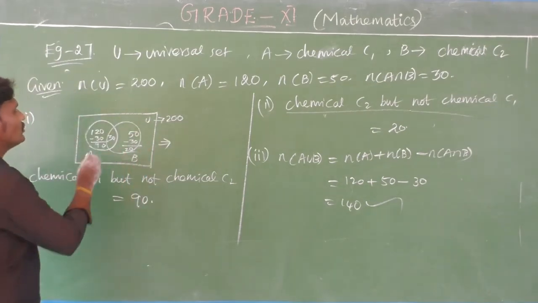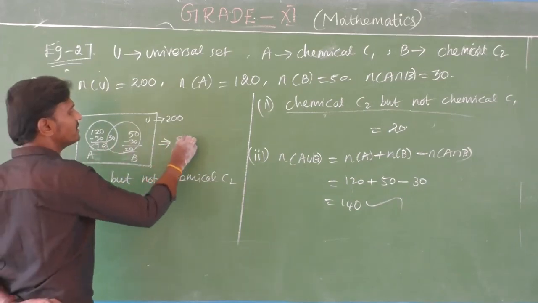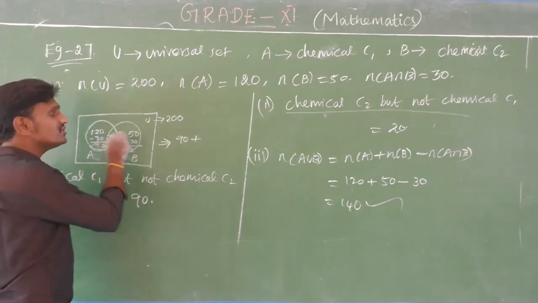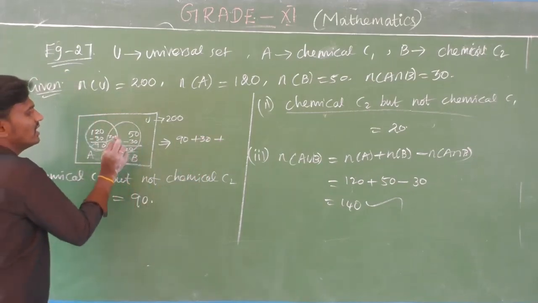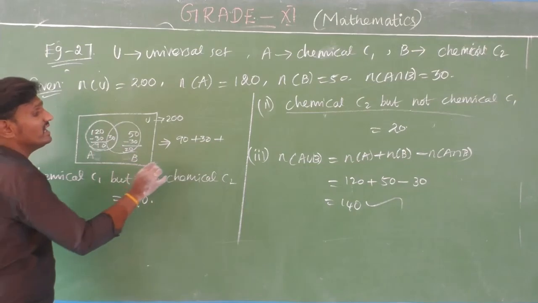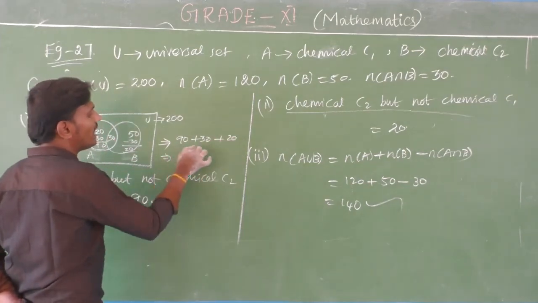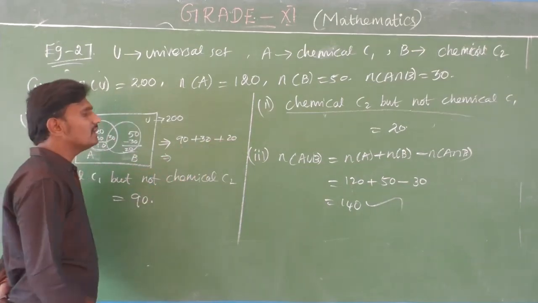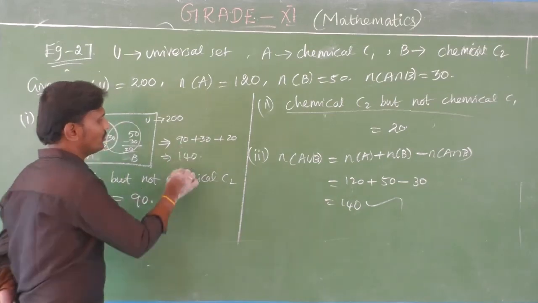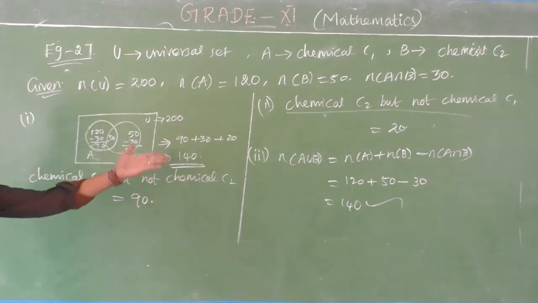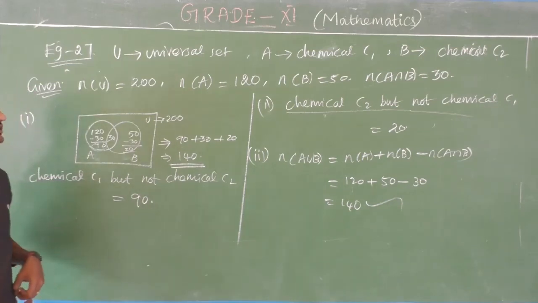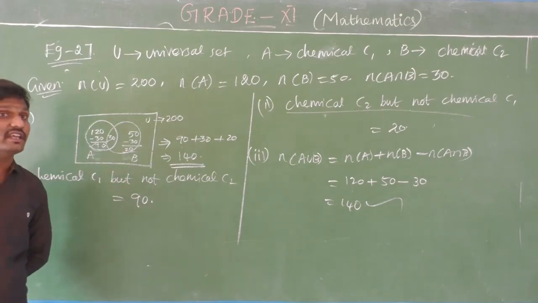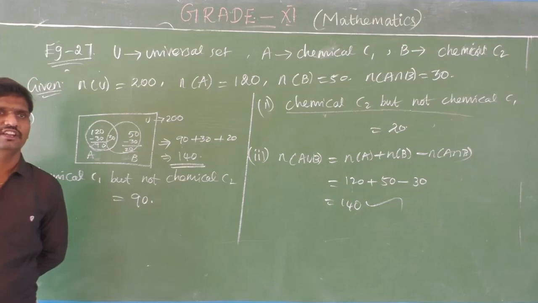Otherwise, I give you this shortcut using the Venn diagram. What is the answer for A only? 90. Plus the answer for A intersection B, 30. Plus B only, that is 20. If you add these three, 90 plus 30 plus 20, we get the same 140. Use the formula, or otherwise use the Venn diagram. Have you got it, children? This is an easy exercise when you understand the given question very carefully.